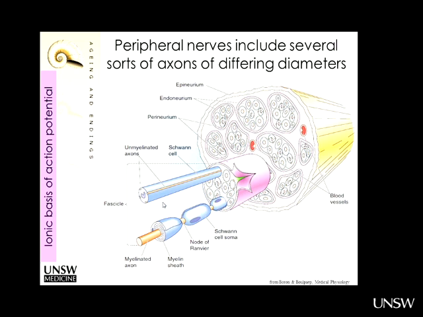A group of axons together is called a fascicle, and it's protected by perineurium, which is filled with endoneurium for cushioning and supplying nutrition to the axon. And collectively, fascicles are gathered together and protected under this connective tissue called epineurium.